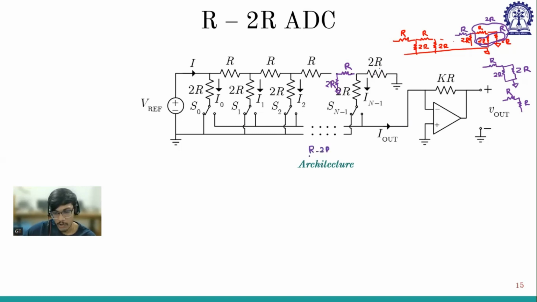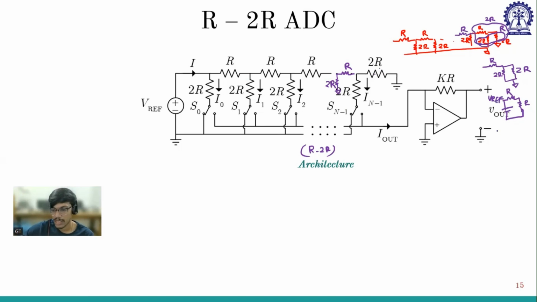So even if you reduce it, finally it becomes R, and 2R, there will be two 2Rs in parallel. So this is the final circuit. So this is my V reference and this is my ground. So this is the complete reduction of this circuit.